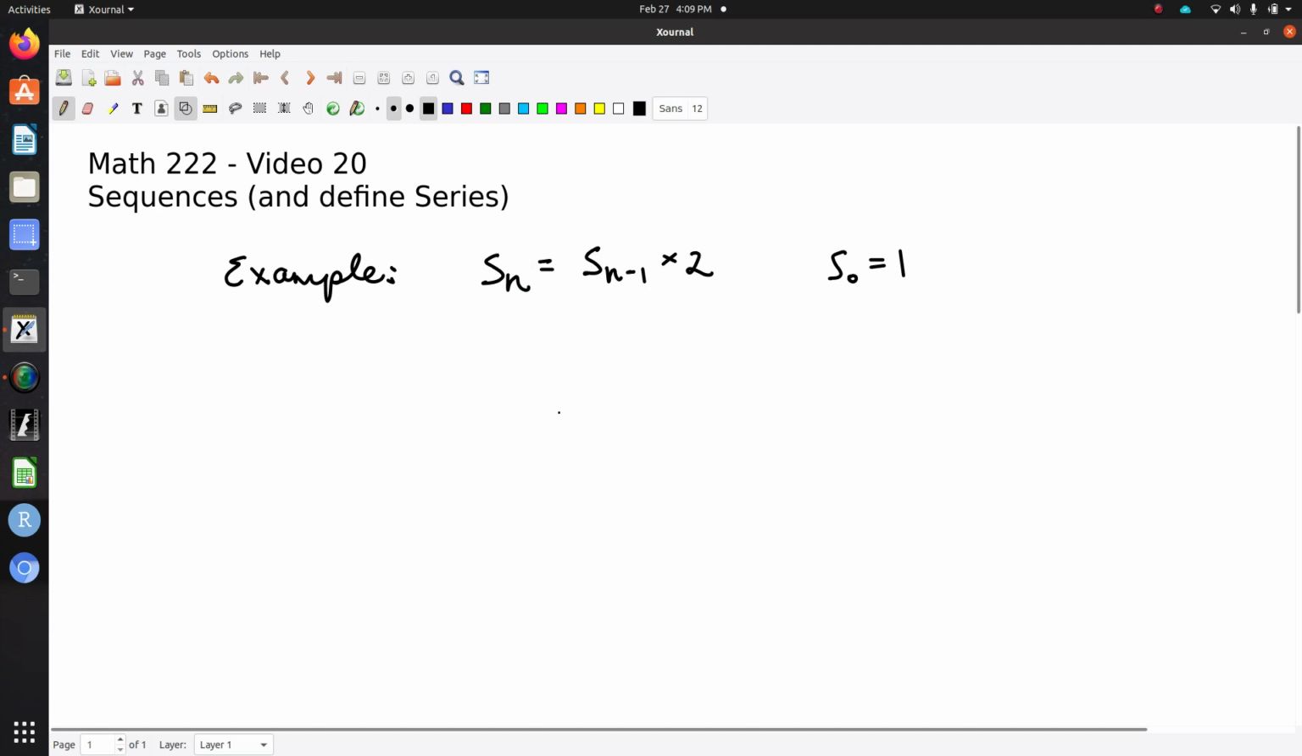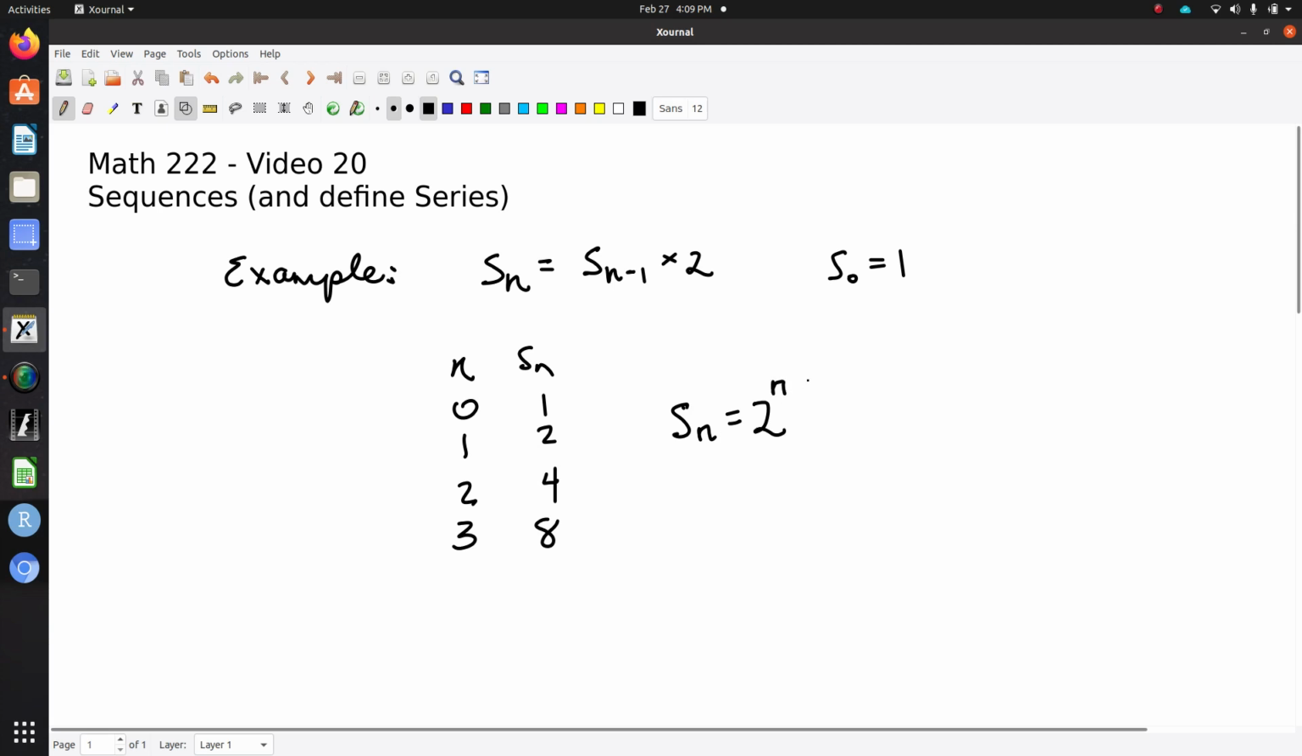Here's a super easy one. If we have a starting value of 1, and then we multiply by 2 each time, we get a simple progression, and then we could figure out that S sub n is equal to 2 to the power of n.